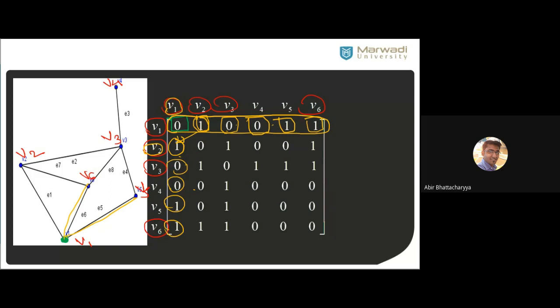Another thing is important here. What about self loops and parallel edges? What will we do in the case of a self loop and parallel edges? Whatever graph is given here is a simple graph, right? What will we do in case of a self loop, in case of parallel edges?